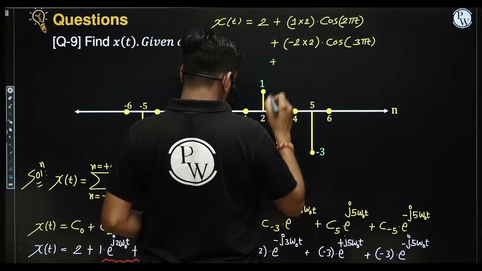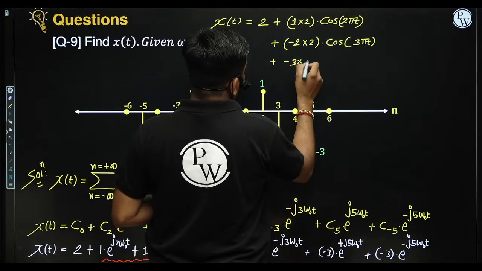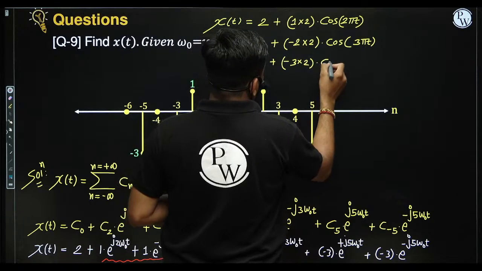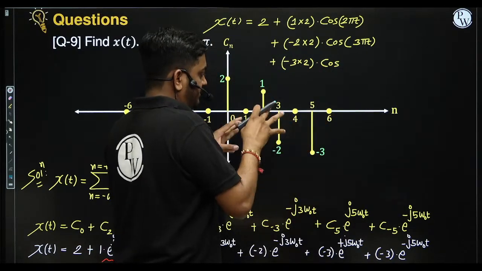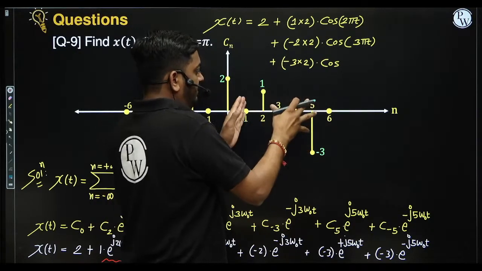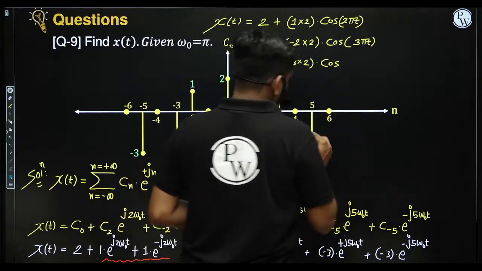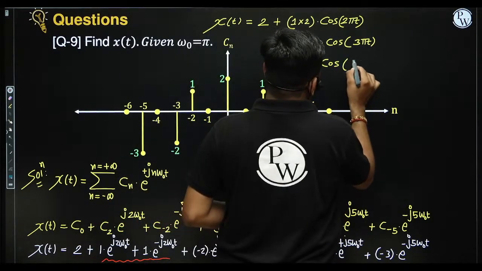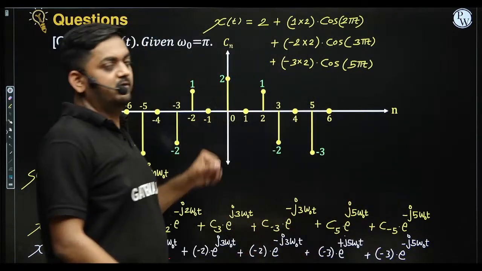Plus here again this sample value is minus 3, so minus 3 multiply by 2. Why? Because if it is cos, multiply by 2 with the positive side samples. Correct? Samples which are present for n greater than 0, not negative side. Multiply by 2 or 2j with these samples only. Okay, cos n value is 5, so it is 5 omega 0 t, omega 0 is pi. So this will be our final answer guys.